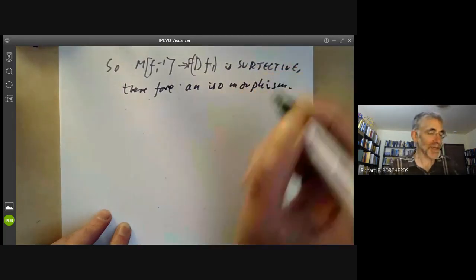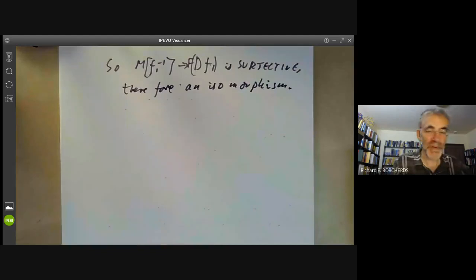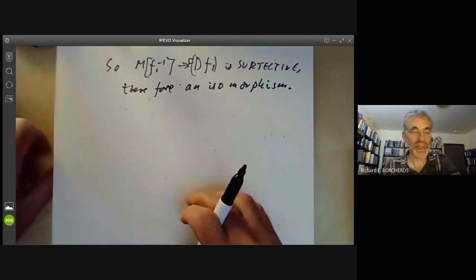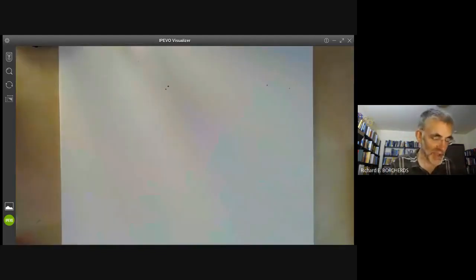So this ends the somewhat technical proof that the two possible definitions of quasi-coherence are actually equivalent. What we'll be doing next lecture is giving some more examples and properties of quasi-coherent sheaves.